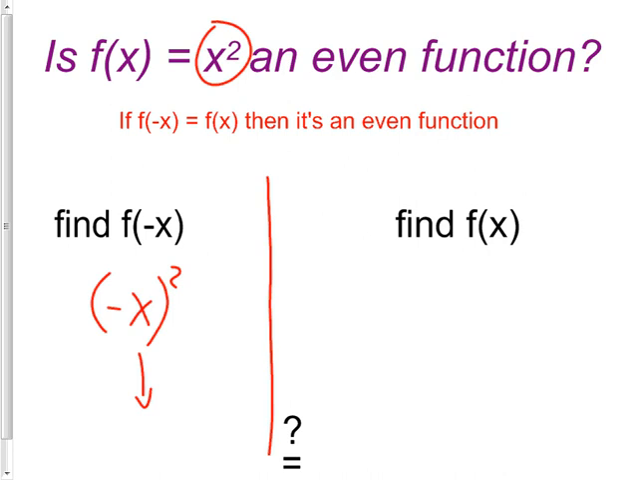Negative x times negative x, which would be, see how the negative disappears? Okay, over here, plain old f of x. Do I have to do anything to it? No, it's just f of x. What is f of x? x squared. It's just f of x and x squared. That's it. So now this and this, are they equal to each other? Yes, they are. So therefore, it's an even function.